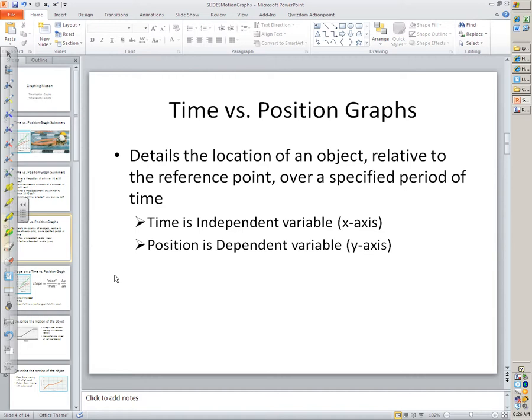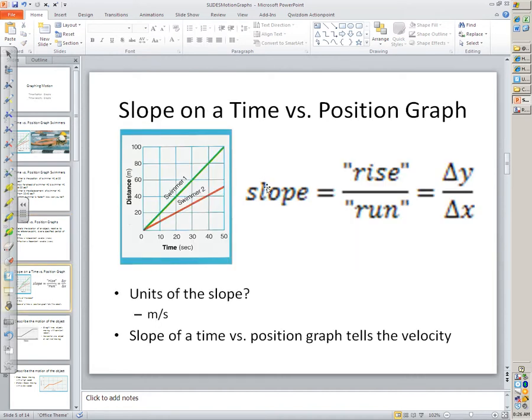But we also talked about the idea that if we look at that graph a little bit closer and interpret it a little bit more, it can also tell us something else. And what is that something else that a time versus position graph can tell us? Speed. So we talked about the idea that if you look at the slope of a line, and this is our definition of slope back from pre-algebra or algebra 1 or wherever you learned it, rise over run, or we can also represent it as delta y over delta x, the change on the y-axis over the change on the x-axis. If you look at this graph specifically, on the y-axis you have distance measured in meters, and you have time on the x-axis measured in seconds.